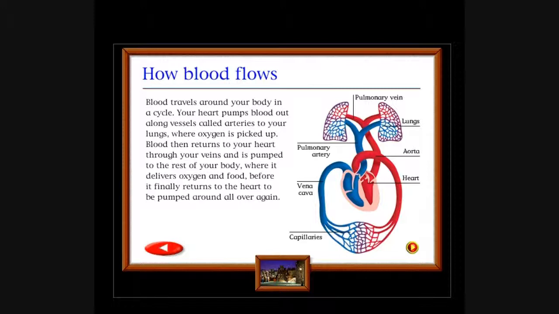Blood travels around your body in a cycle. Your heart pumps blood out along vessels called arteries to your lungs, where oxygen is picked up. Blood then returns to your heart through your veins and is pumped to the rest of your body, where it delivers oxygen and food before it finally returns to the heart to be pumped around all over again.